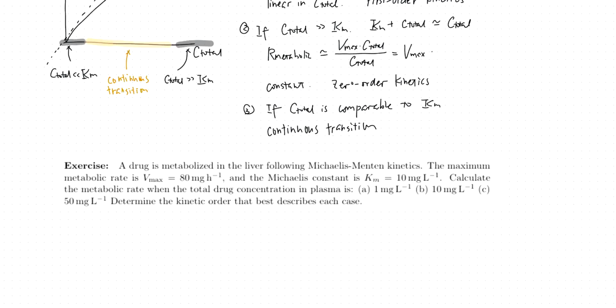This problem says a drug is metabolized in the liver following Michaelis-Menten kinetics. The maximum metabolic rate is given. The Michaelis-Menten constant is also given. Calculate the metabolic rate when the total drug concentration in the plasma is A, B, or C, three different C total levels. Determine the kinetic order that best describes each case. So you are going to calculate for the three concentrations and then discuss which region they belong to and explain why you draw this conclusion.